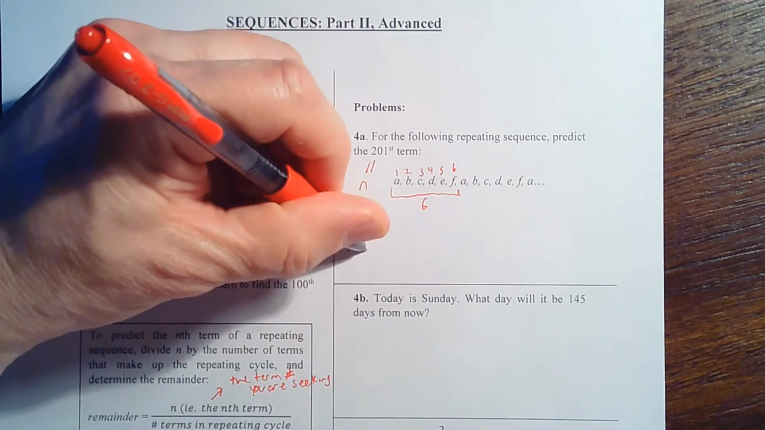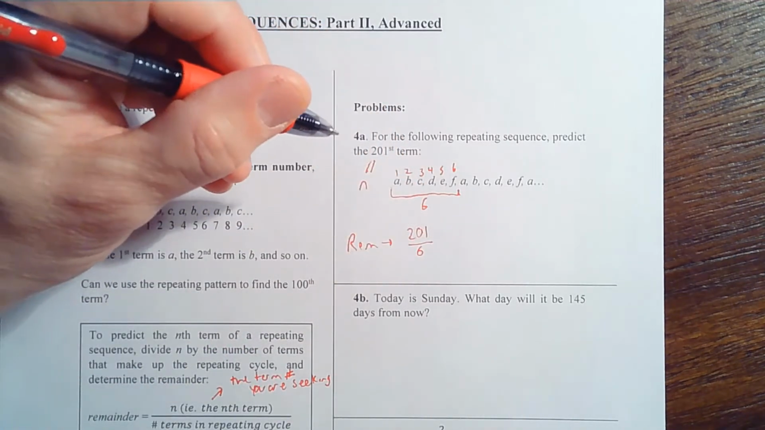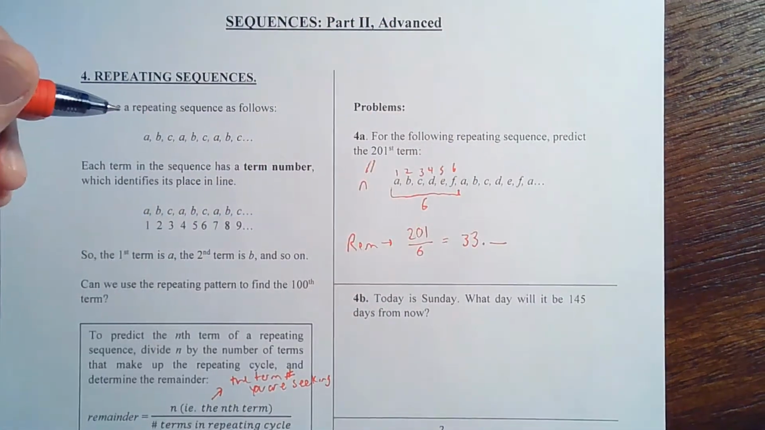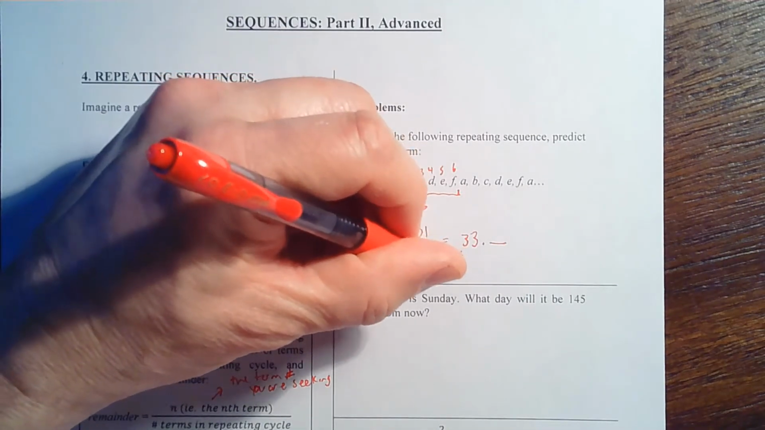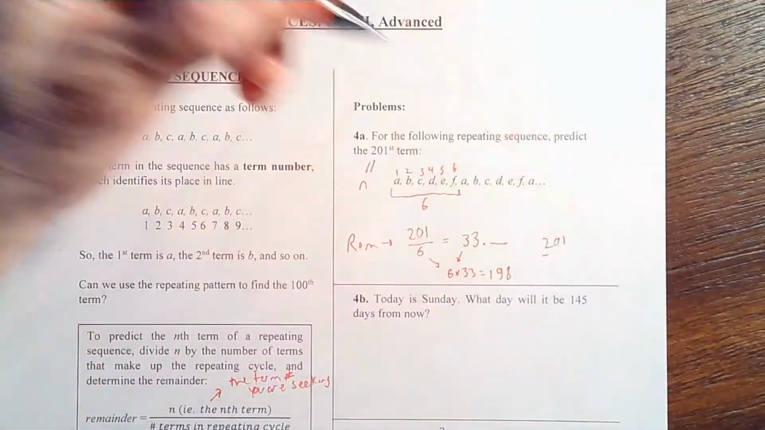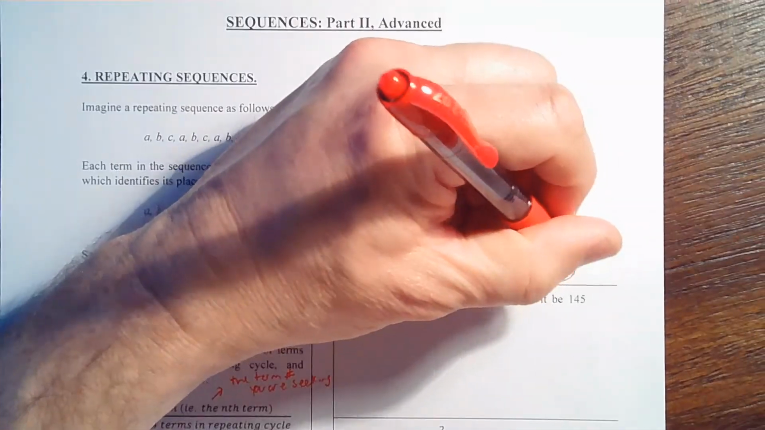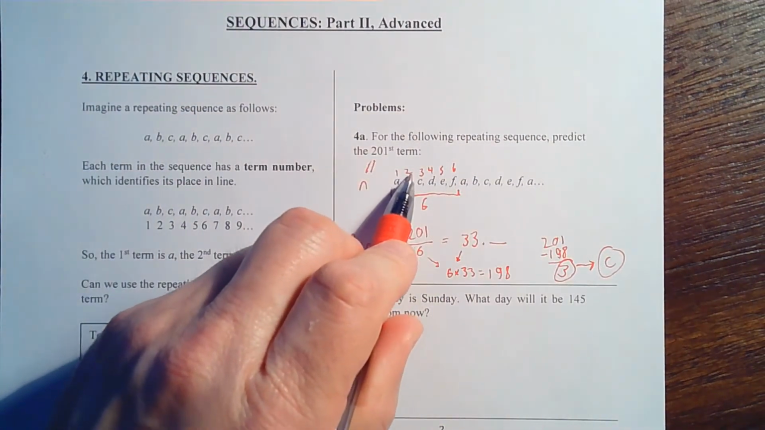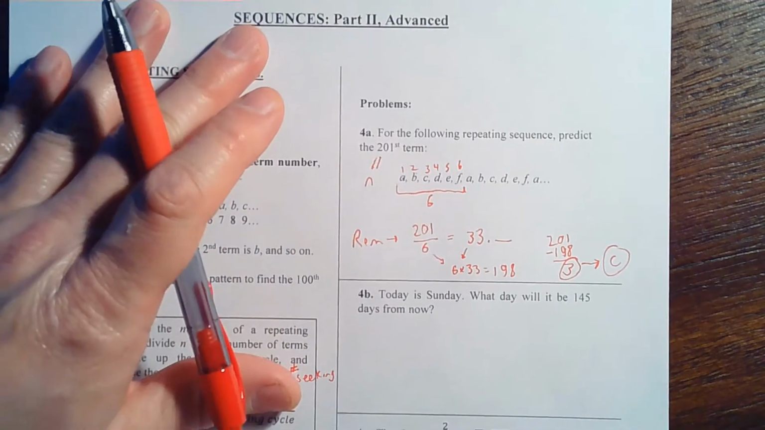Our remainder is found by dividing n, which is 201, by the number of terms in the cycle, which is 6. And we get 33 point, and whatever comes after that does not matter. The divisor 6 times 33 is 198. The difference between 201, which is the term we're looking for, and 198 is 3. And so that means that C will be the 201st term because 1, 2, 3, C is the third term in the cycle. Let's go to 4B.